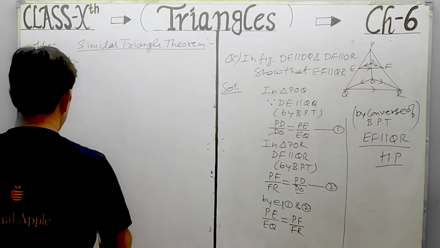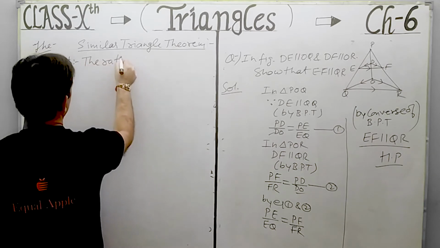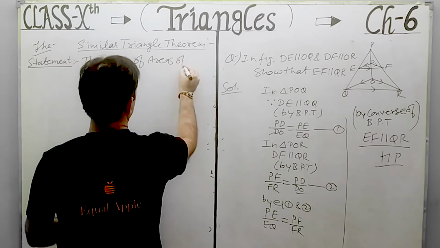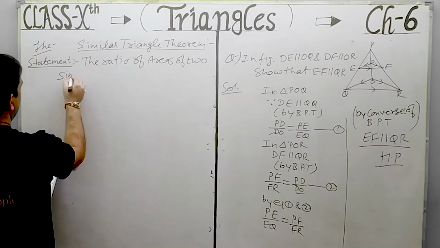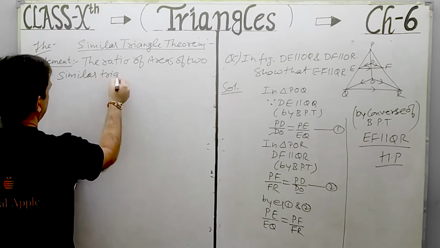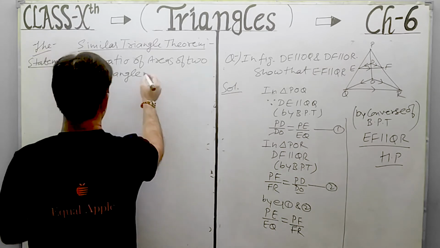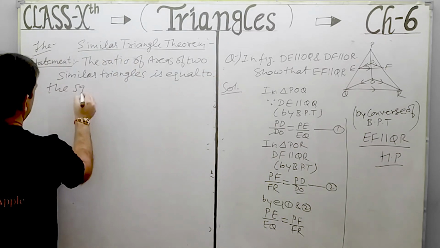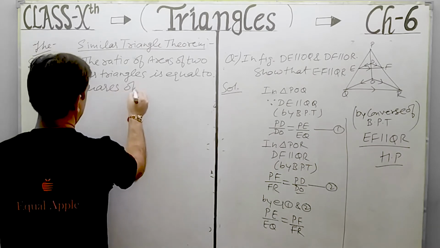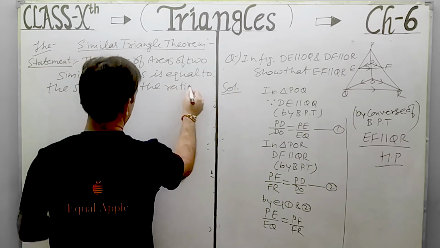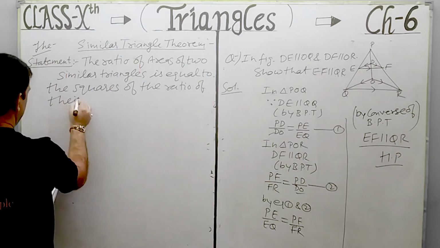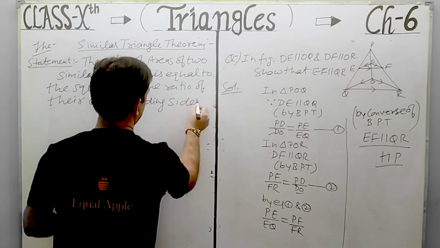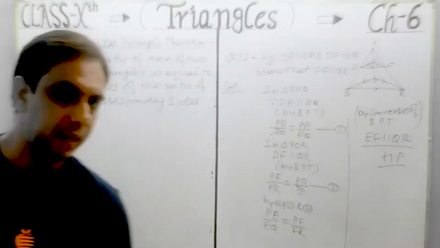What is the statement of this theorem? The ratio of area of two similar triangles is equal to the square of the ratio of their corresponding sides, right? So this is the statement of similar triangle theorem.